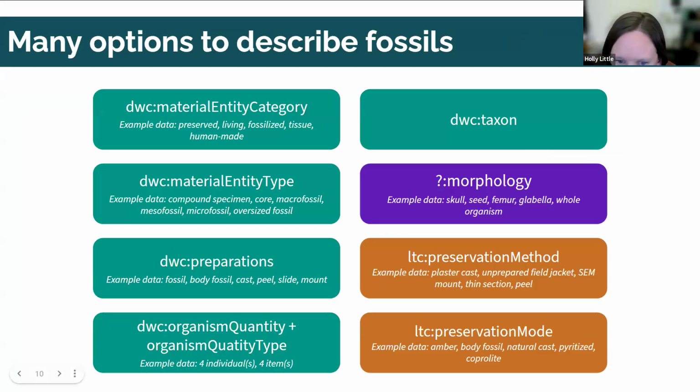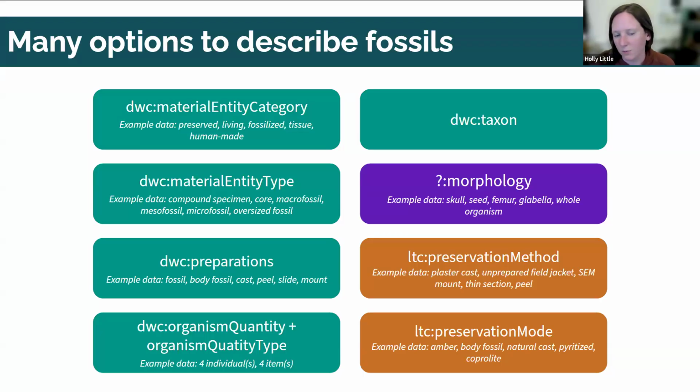So in this slide, we've got a few different Darwin Core terms, Latimer Core terms, and a floating term in purple that are all different ways of describing what a fossil is or what another material sample might be that you're publishing in Darwin Core. So the two new ones that we're talking about are material entity category and material entity type.